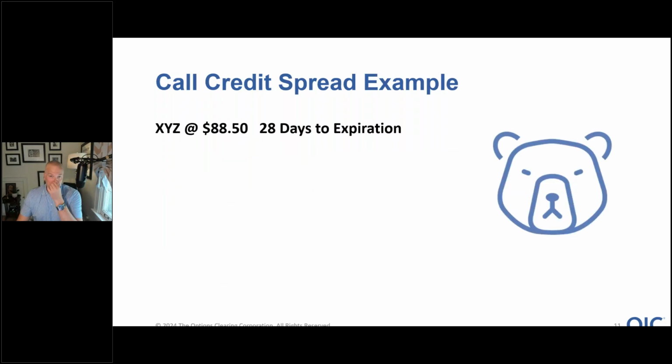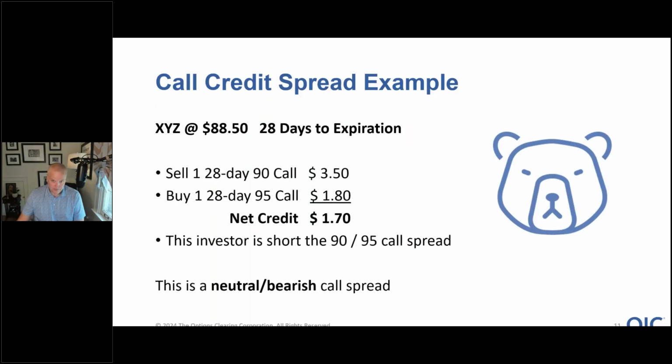Let's look at a real-world example here, a theoretical real-world example. Stock XYZ is trading at 88.5, and you have 28 days to expiration. This is a call credit spread example: the 90-95 call spread. You're theoretically going to be selling this spread. That's what creates the call credit spread. You're creating a credit by selling the 90 call for $3.50 and buying the 95 call for $1.80. Your total credit is $1.70 that you're taking in for this spread.